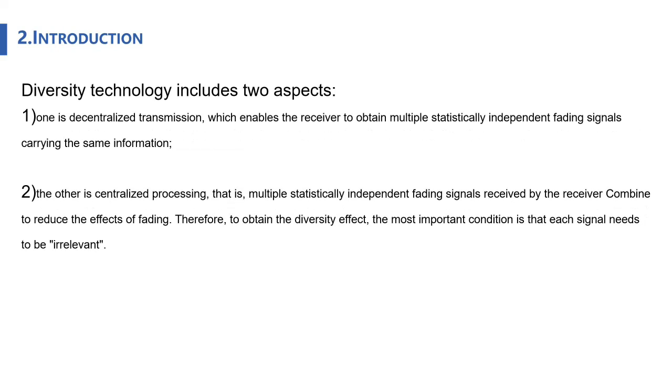And diversity technology includes two aspects. One is decentralized transmission, which enables the receiver to obtain multiple statistically independent fading signals carrying the same information. And the other is centralized processing, that is, the multiple statistically independent fading signals received by the receiver are combined to reduce the effects of fading. Therefore, to obtain the diversity effect, the most important condition is that each signal needs to be uncorrelated.